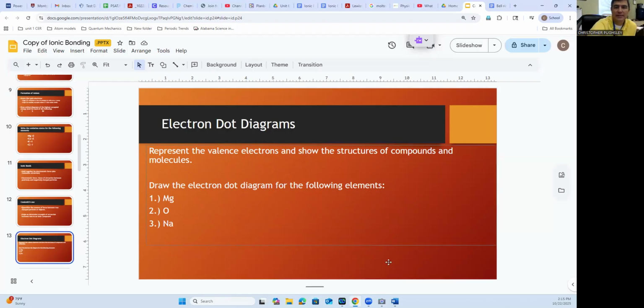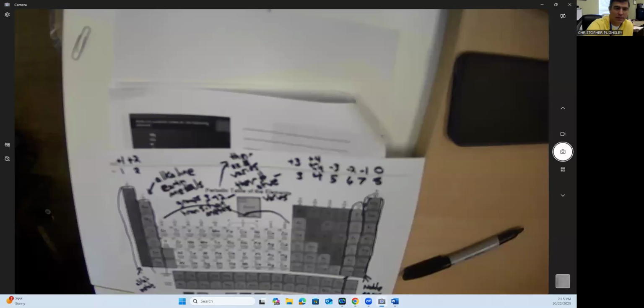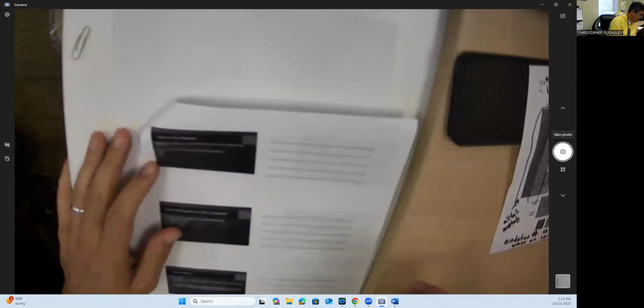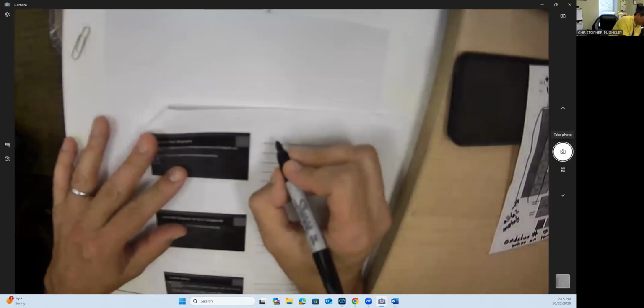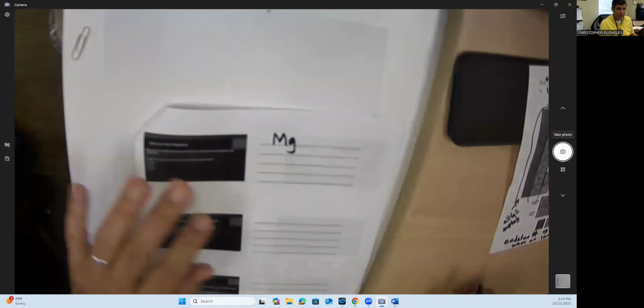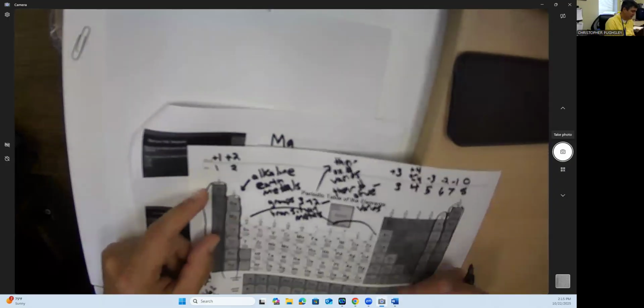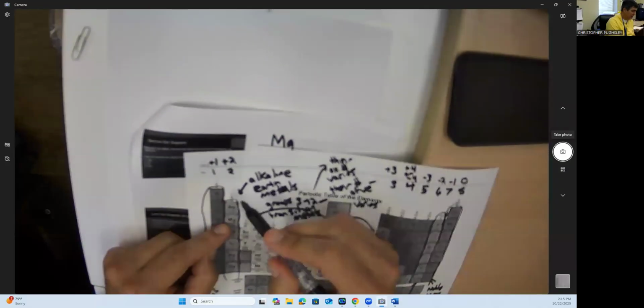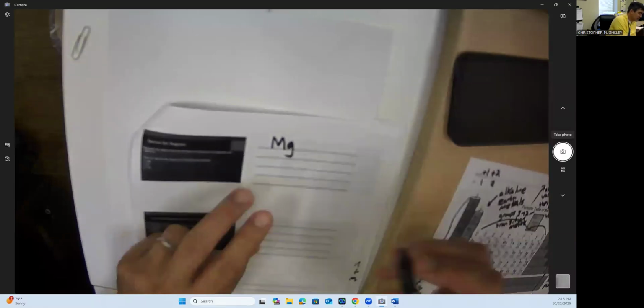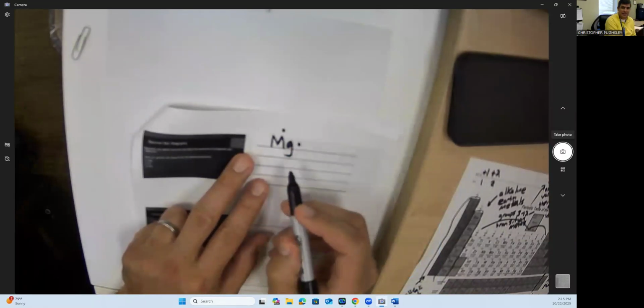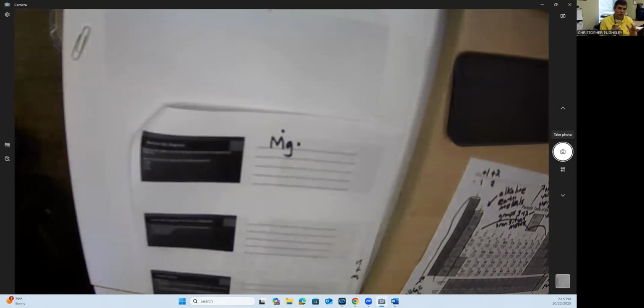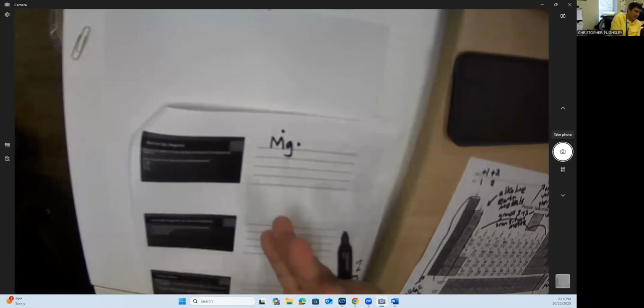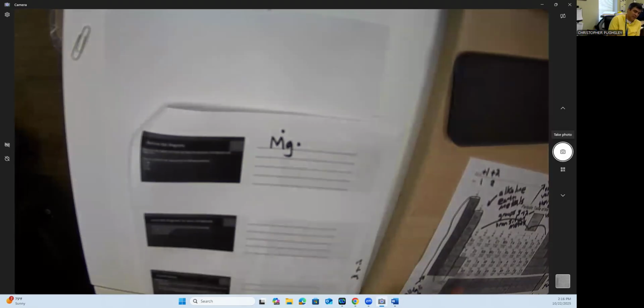And the way you do that is we're going to write Mg. The way we do a dot diagram is you write Mg, and then you write how many valence electrons it has. It has 2 valence electrons, so I'm going to do 2 dots. The electrons that are not valence electrons are called core electrons. And so we're not going to focus on the core electrons. We're just doing the valence because they're the ones that are most involved in chemical reactions.